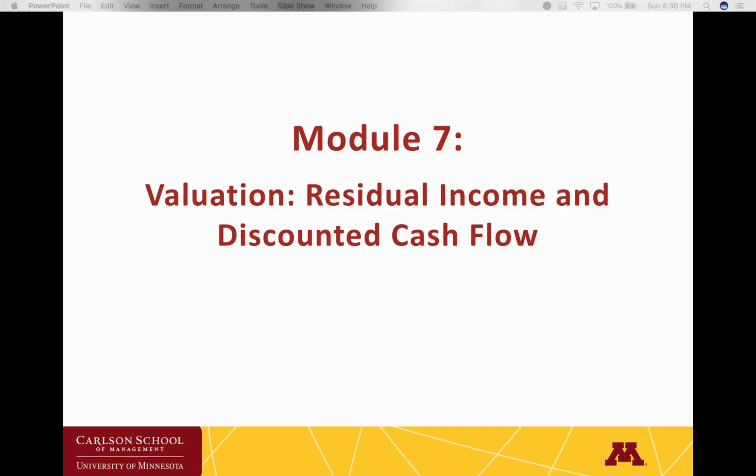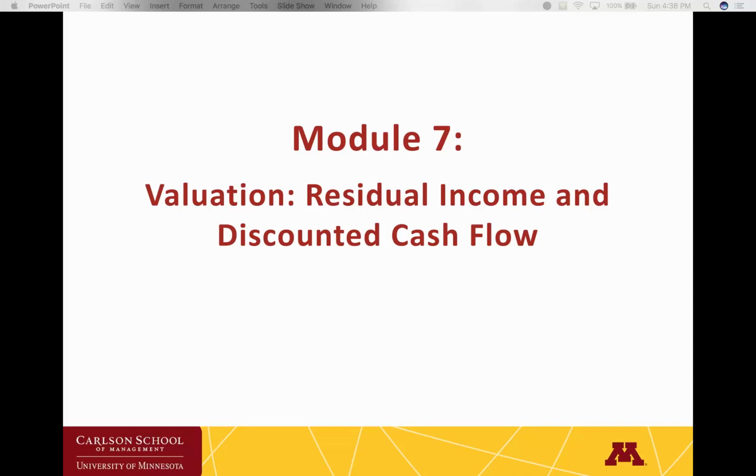So in this video lecture, what we're going to do is go through the intro to valuation. And in this class, we're going to go through the residual income method and the discounted cash flow method, and then we'll also go through the multiples methods as well. So in this lecture, we're going to go through an intro to residual income and DCF.